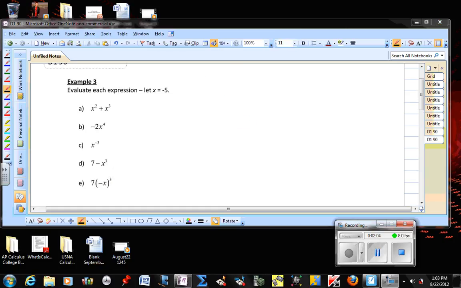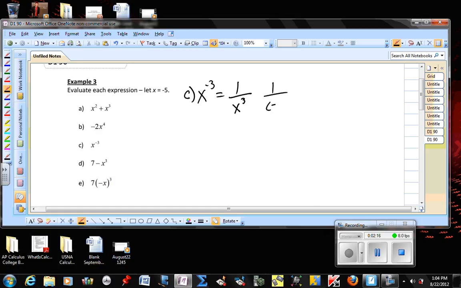Take a look at part C. We got to remember something about negative exponents. Negative exponents mean reciprocal. So when we see x to the negative third power, it's the same thing as 1 over x cubed. So in this case, we're going to have 1 over (-5) cubed, which is 1 over negative 125. When you have a negative in a fraction, the negative sign can show up in 3 places.